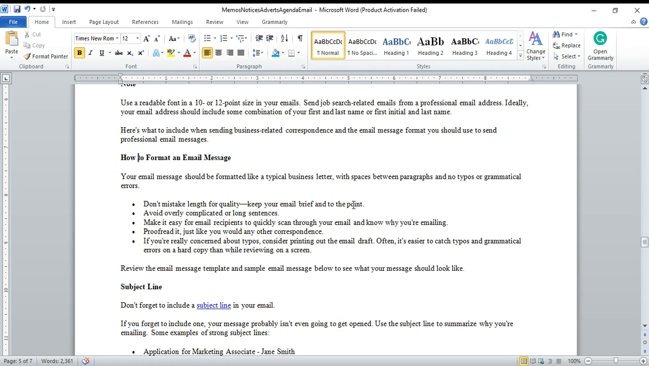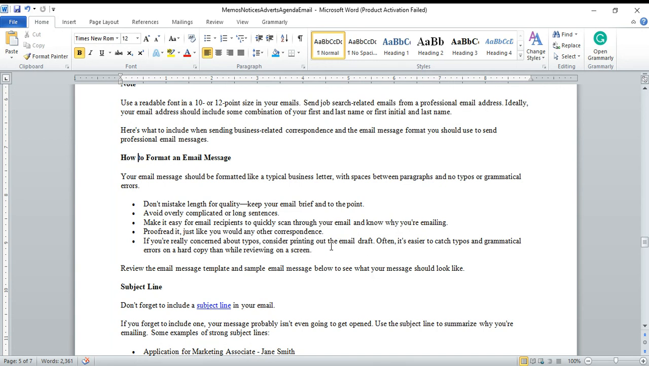Your email message should be formatted like a typical business letter with spaces between paragraphs and no typos. Typos, these are like spelling mistakes, okay? Don't mistake lengthy for quality. In this case, you need to keep your email brief and you should not just write a long email. Then avoid overly complicated or long sentences, okay? Make it easy for email recipients to quickly scan through your email and know why you are emailing.